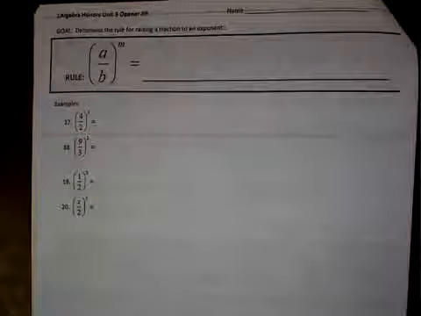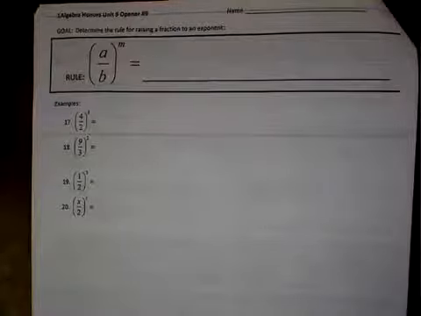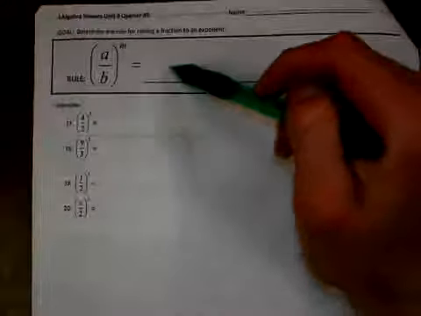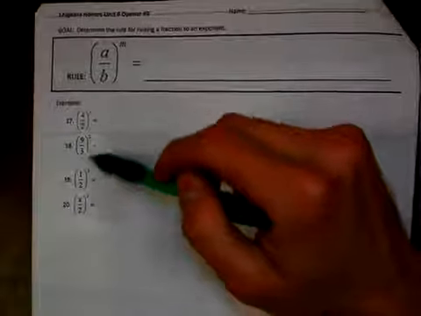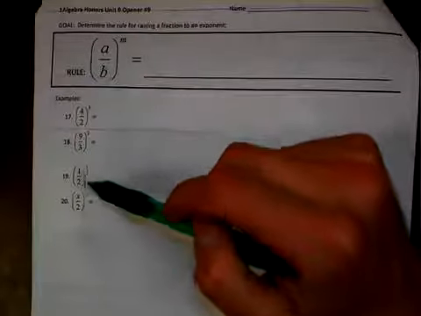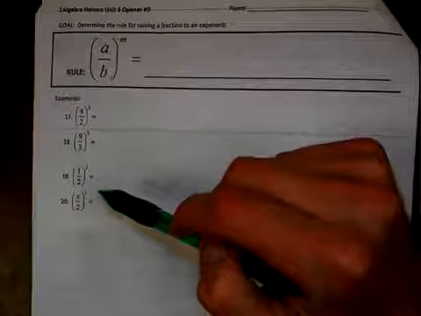So I'm going to do this problem, and the goal here is to determine the rule for raising a fraction to an exponent. Eventually we're going to come up with this rule. We've got a over b, the quantity to the m power, and we would like to figure out what the rule for that is. So I'm going to start with some of these problems down here, and hopefully the rule will become pretty obvious after we do this for a quick minute.